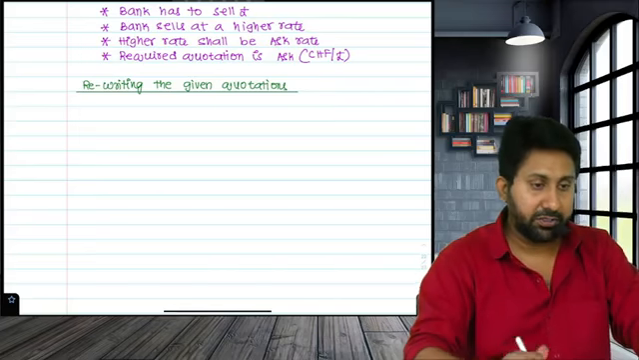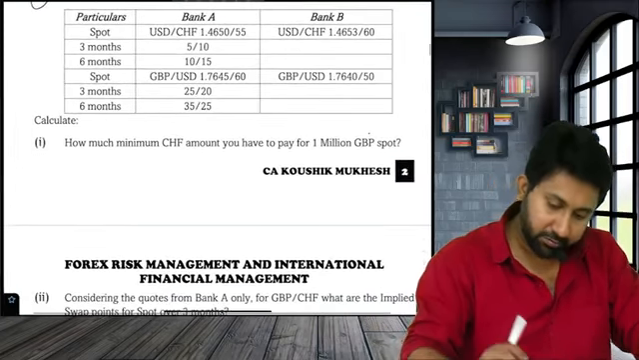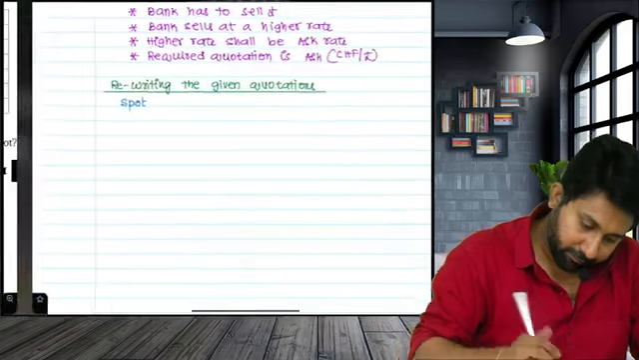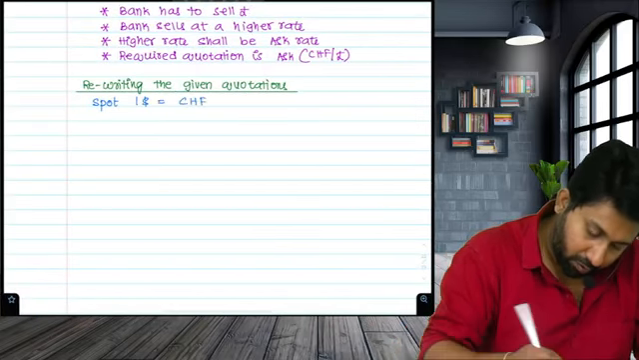Rewriting the given quotations. Let us see. Spot rate: $1 equal to CHF 1.4650 dash 1.4655.